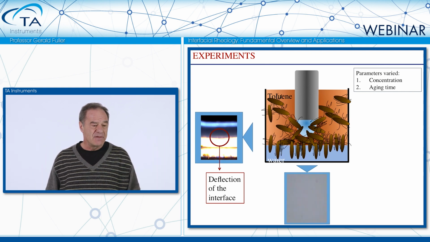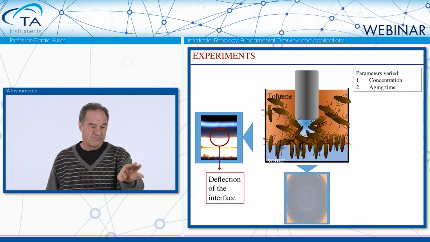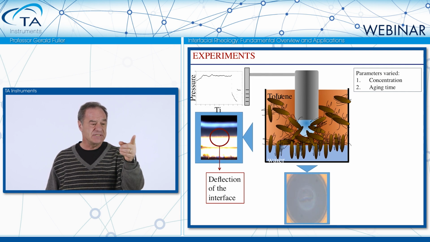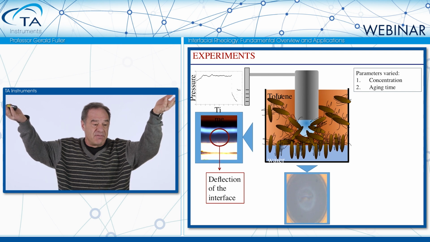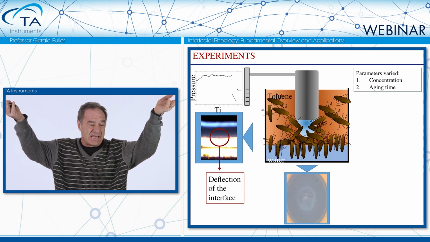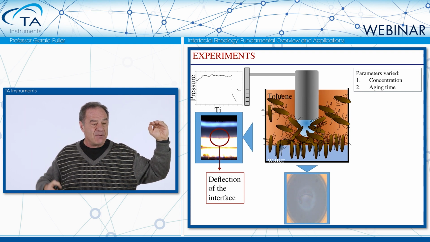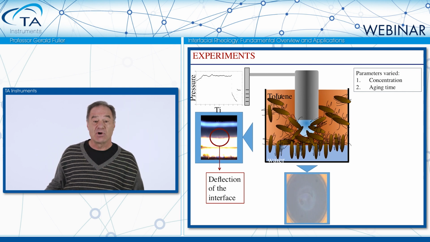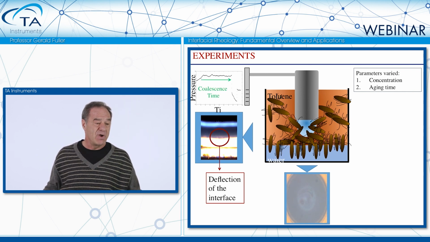And that'll thin down, and the bottom camera then will start to pick up interference patterns. And you can analyze those interference patterns and measure the thickness of that film as a function of time. We also measure the pressure inside that drop. It first increases because we're increasing the hydrostatic head above the drop. And then we leave it flat, and that's the drainage. And then the pressure drops, and that's coalescence. And so that gives us a way of measuring the coalescence time. And we do that as a function of asphaltene concentration and aging.